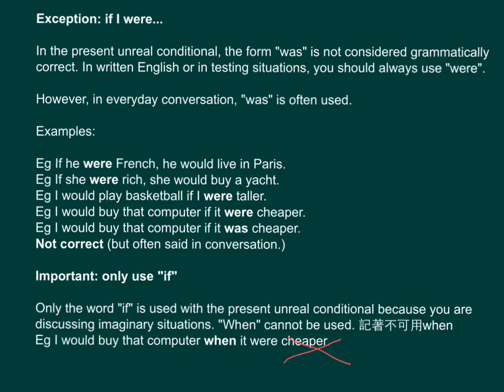Exception: if I were. In the present unreal conditional, the form was is not considered grammatically correct in written English or in testing situations. You should always use were. However, in everyday conversation, was is often used. For example, if he were French, he would live in Paris. If she were rich, she would buy a yacht.